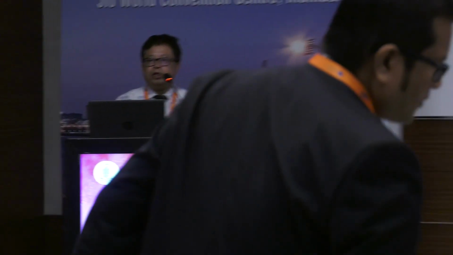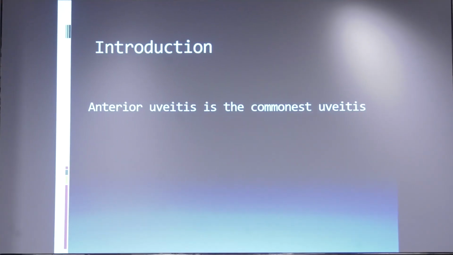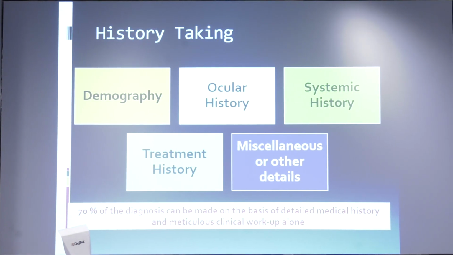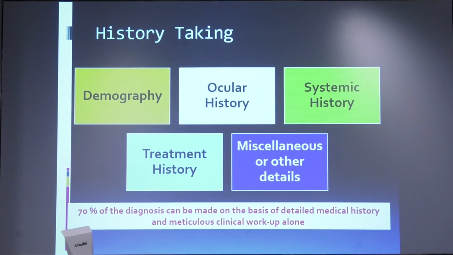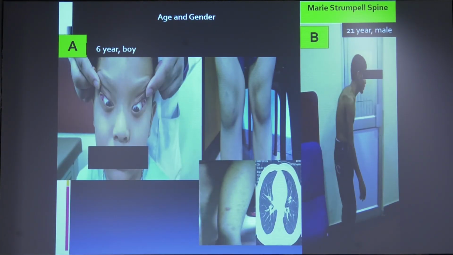Now, out of all uveitis, anterior, intermediate, posterior, and panuveitis, anterior uveitis is the commonest. When you take history for a comprehensive ophthalmologist or an expert, the demography of the patient, the age, gender, from where the patient is coming, ocular history, systemic history, treatment history, and other history are so important, because 70% of your diagnosis is based on clinical history and meticulous clinical workup.